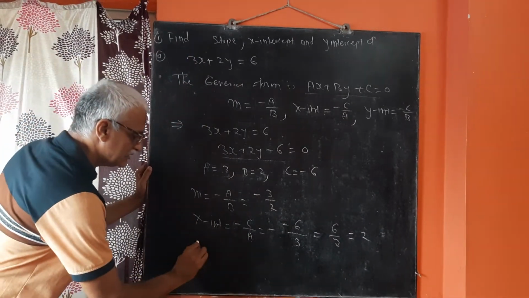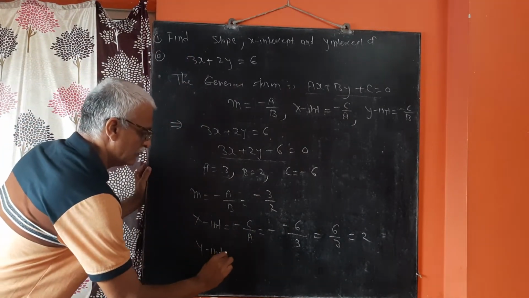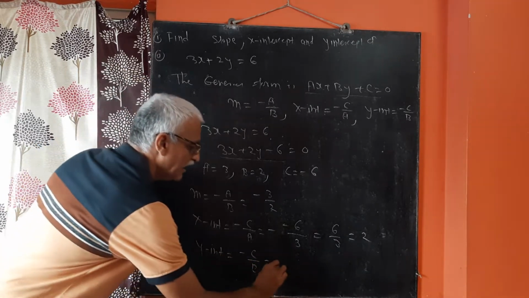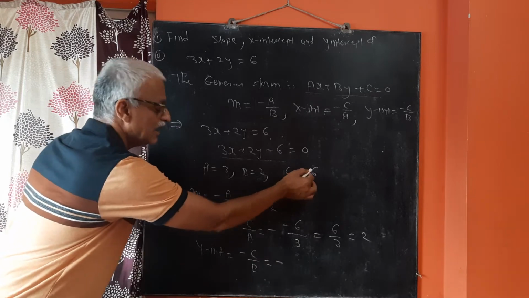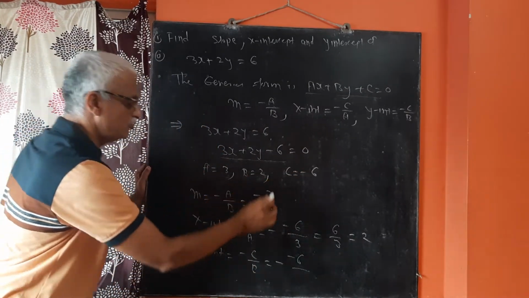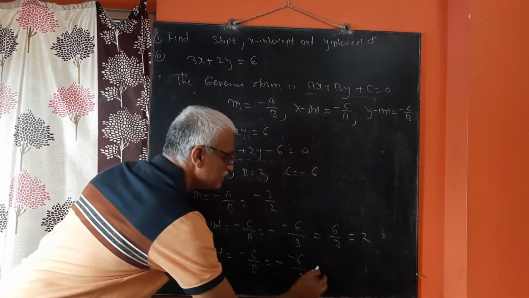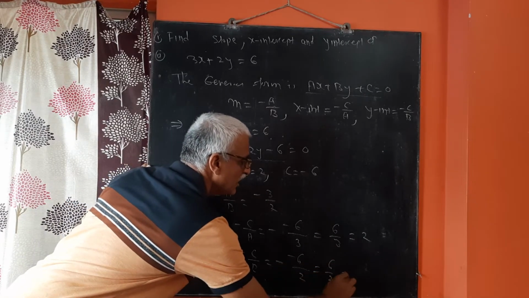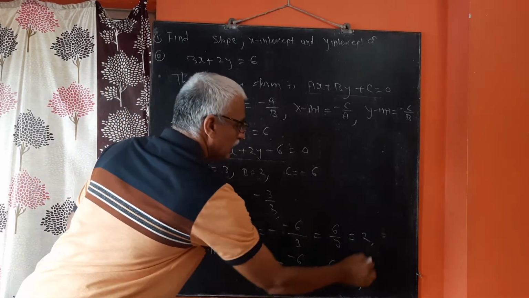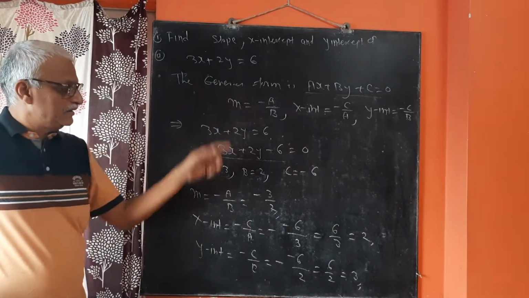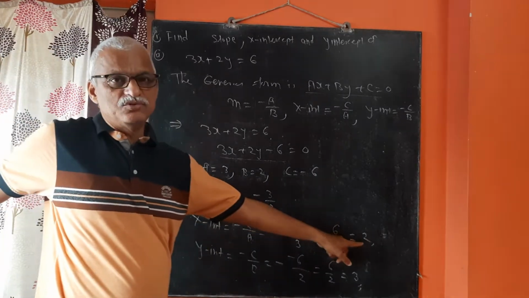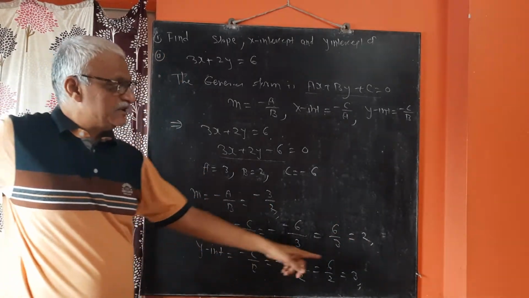Then y-intercept is equals to minus c upon b, minus, again c is minus 6, so minus of minus 6 divided by b, b is 2. Minus minus plus, so there is 6 upon 2 and that is equals to 3. So the slope of this line is equals to minus 3 by 2. X-intercept is equals to 2 and y-intercept is equals to 3.